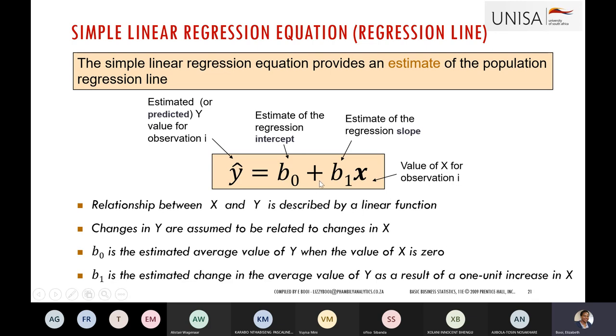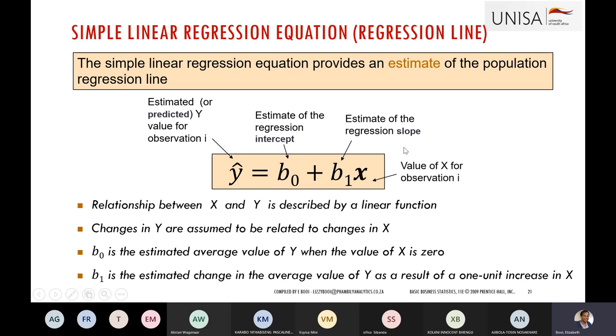So when the value of your slope is positive, therefore it's an increase in the average value of your y, because your value of y will increase by that value. It will increase the average value of y as a result of one unit increase in the value of x, because when it's positive, it means when the values of x are increasing, the values of y are also increasing, and that is the slope.